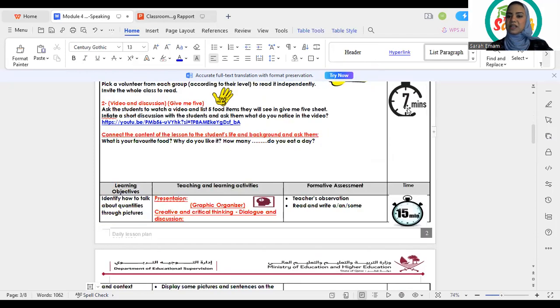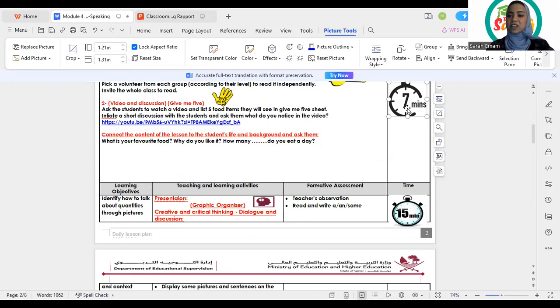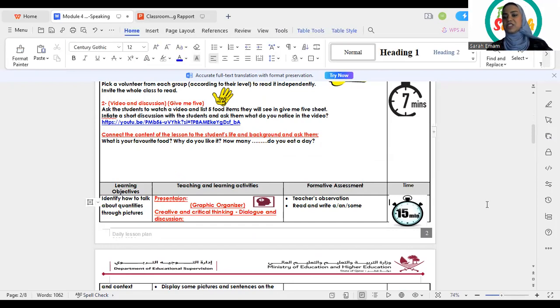If you have a look here, the time frame is really very important. It's so important to mention the time for each activity you're going to do, so you are not at a loss by the end of the session. The period is over and your session or your class or the lesson plan is not really over.